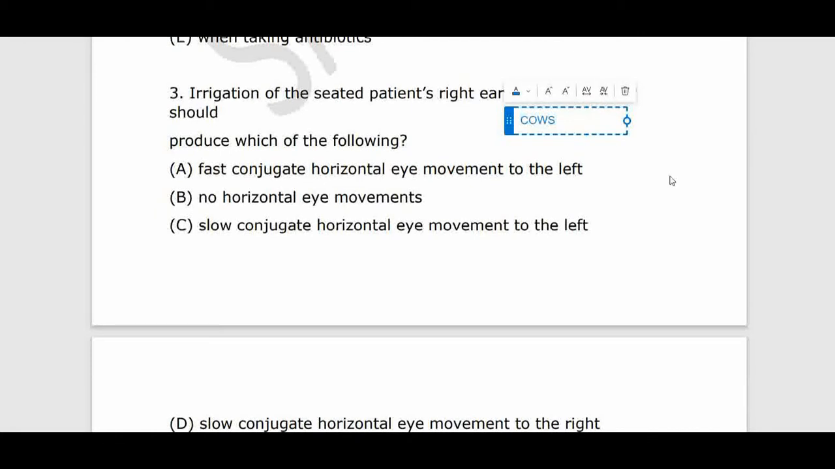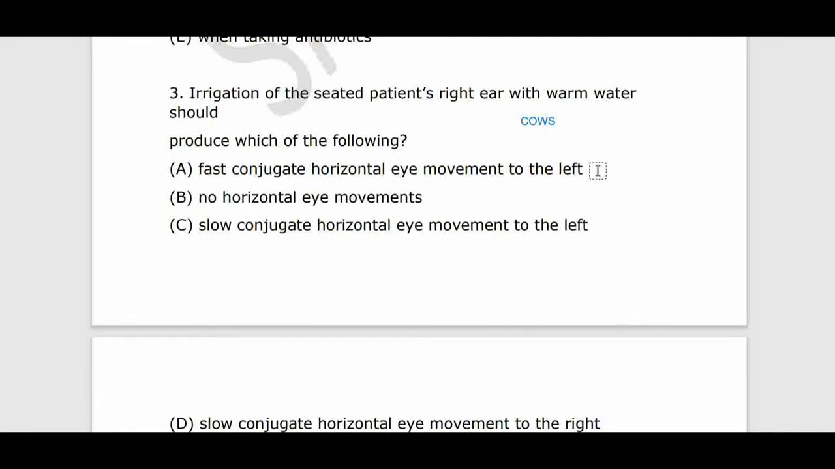Now, it is important to note that this COWS actually describes a particular phase of the reflex. The reflex is in two phases. There is a fast nystagmus and there is a slow nystagmus. It is the fast phase, the fast nystagmus, that the COWS describes, and this is how it works. When you put warm water or cold water into the ear, the brain senses it as either movement in the opposite or in the ipsilateral ear.